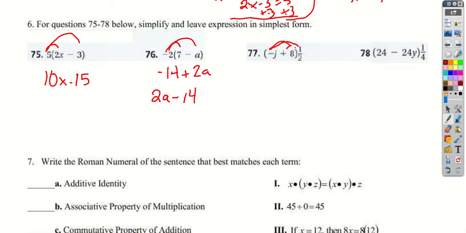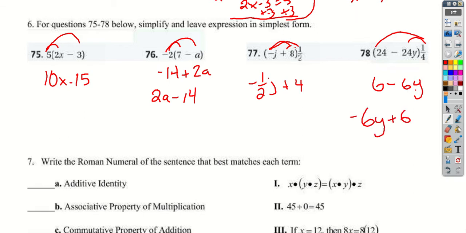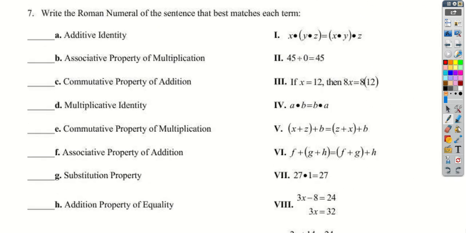Distributing the 1/2 in here, I get a negative 1/2 j plus 4. Descending order, we're good. And the 1/4 through, 1/4 of 24 is 6 minus 6y. And then if we put it in descending order, negative 6y should go first, and then positive 6.